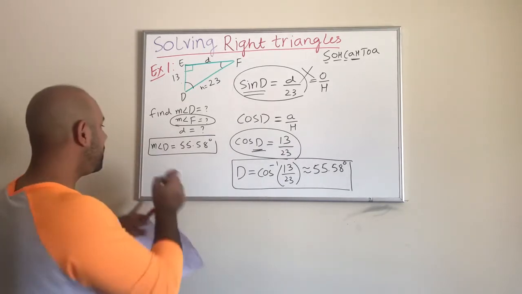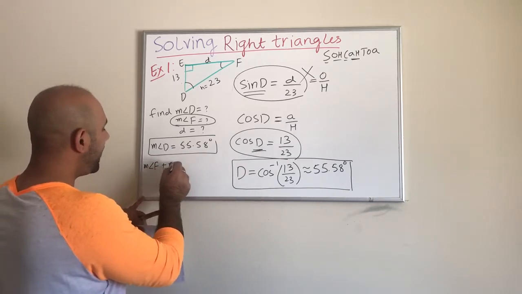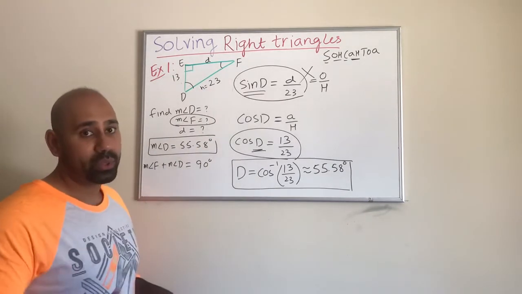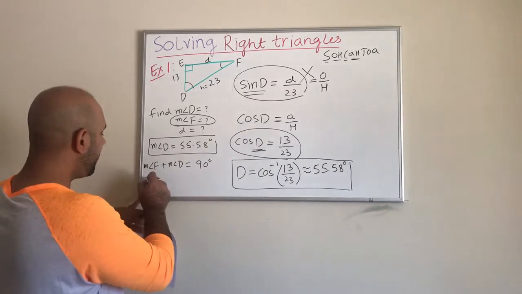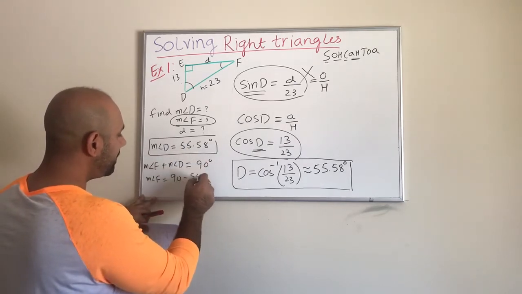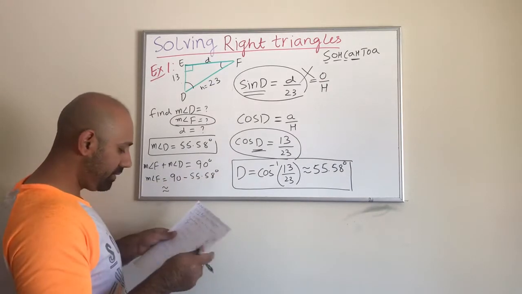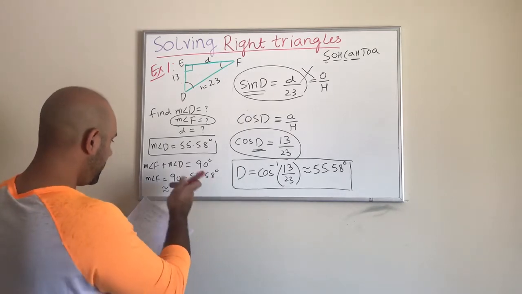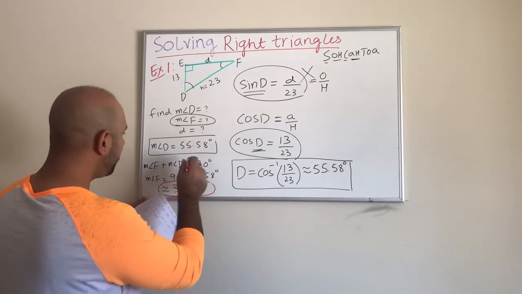Let me check my notes. So in my notes, this is how I did it. Guys, I realized that the measure of angle F plus the measure of angle D is 90 degrees, because this is 90 and this is 90, so that makes the total sum of the angles of this right triangle 180 degrees. So to find the measure of angle F, you just have to do 90 minus the measure of angle D, and we already have the measure of angle D, which is 55.58. So it is going to be equivalent to, I already have the math here, 34.42. So I'm just going to write it, 34.42 degrees.